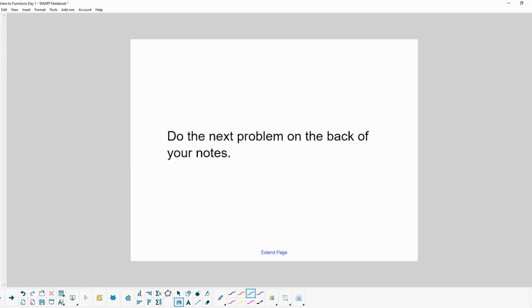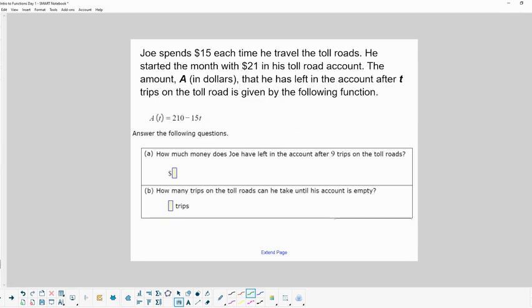So we're going to have you do the next problem on the back of your notes, on these guided notes. So flip that over and do that problem. And it looks like this. Joe spends $15 each time he travels on the toll roads. He started the month with $210 in the toll road account. Then the amount A in dollars that he was left in the account after T trips to the toll road is given by the following function.